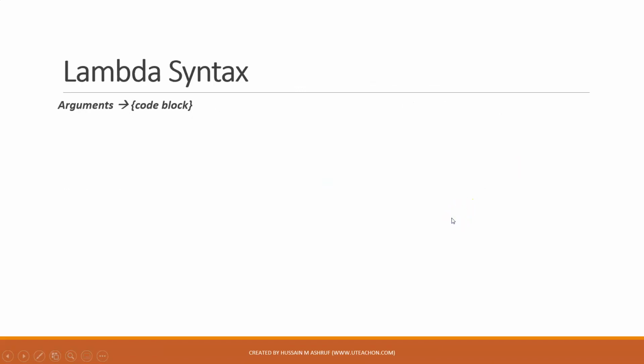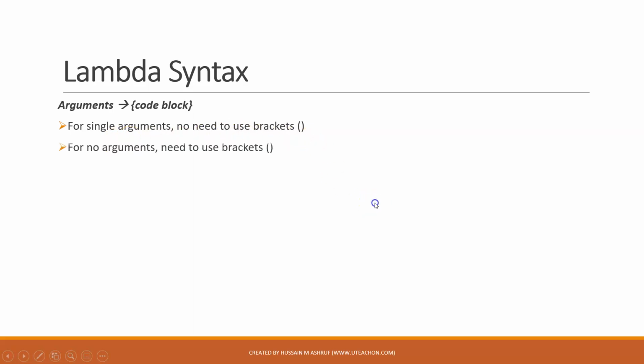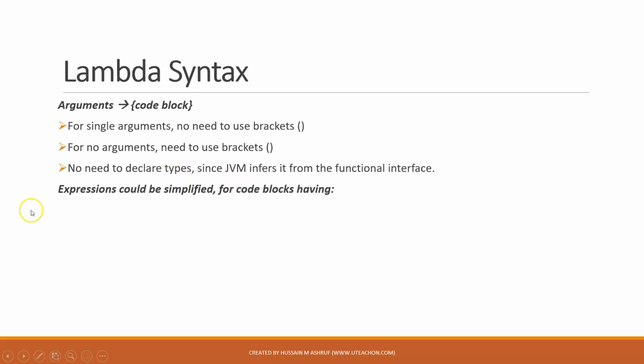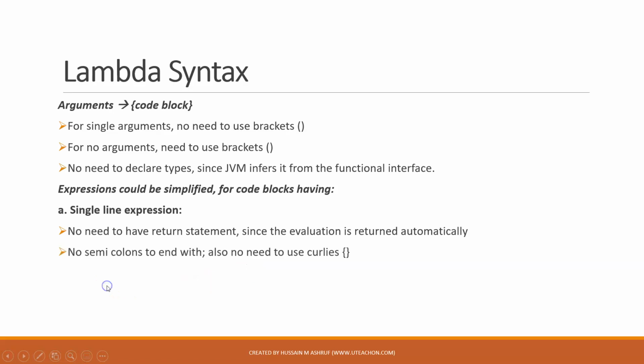Let's look at the Lambda syntax: arguments, hyphen, code block. For a single argument, no need to use brackets. For no arguments, you need to use brackets. No need to do the declaration types, the data types we don't need. The expression could be simplified for code blocks having a single-line expression. So these are the general rules.